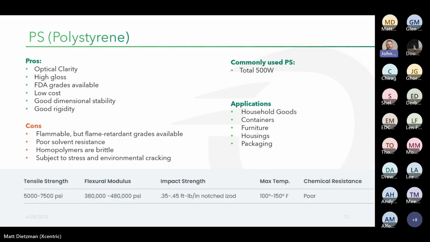Again, poor solvent resistance. Parts can be brittle, more brittle than a polycarbonate, and still subject to stress cracking as well. You'll find polystyrene a lot in packaging, some housings, light pipes, windows, those types of things, even some containers and household goods.